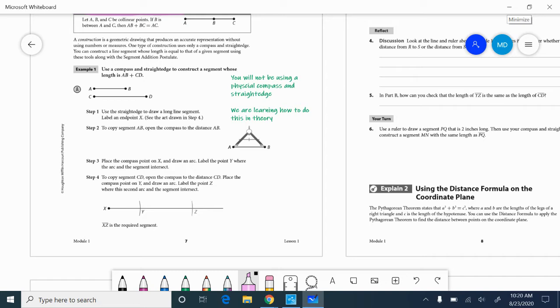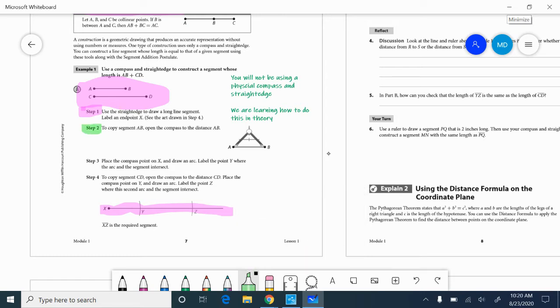So example 1, use a compass and a straight edge to construct a segment whose length is AB plus CD. So you are given this right here. Okay, so you have segment AB and you have segment CD. Step 1, you would use a straight edge to draw a long line segment, label an endpoint X. That's that step.